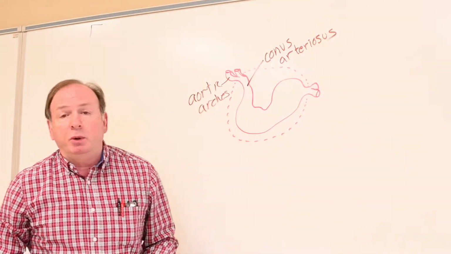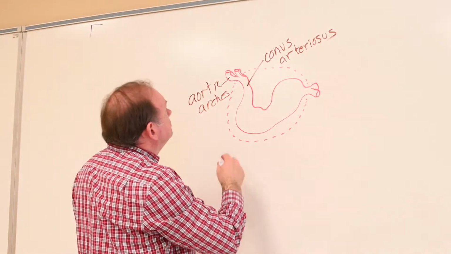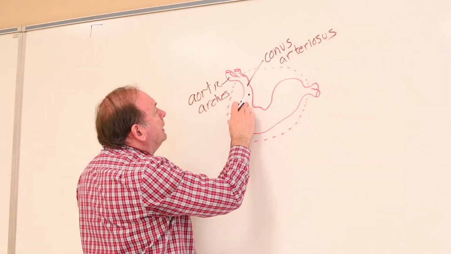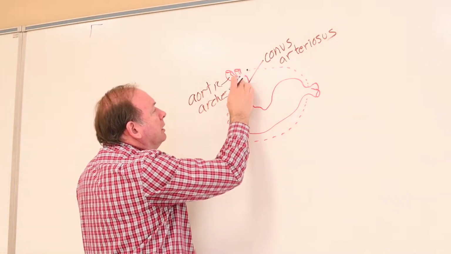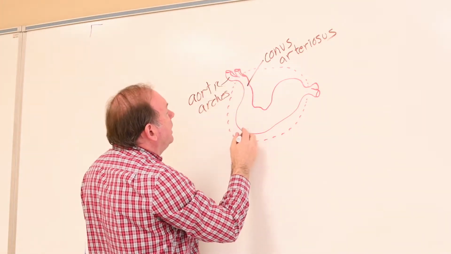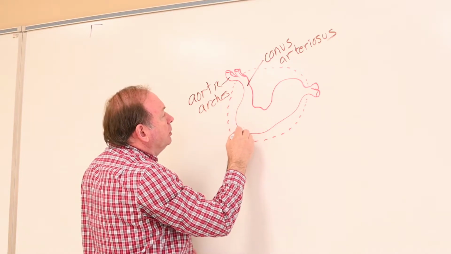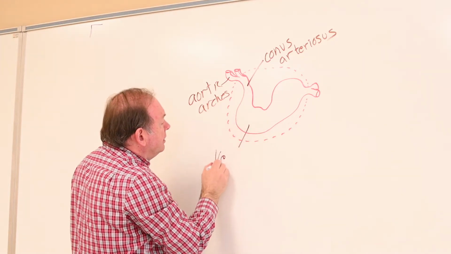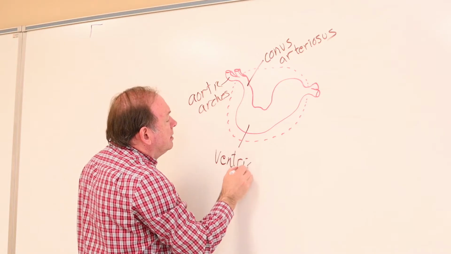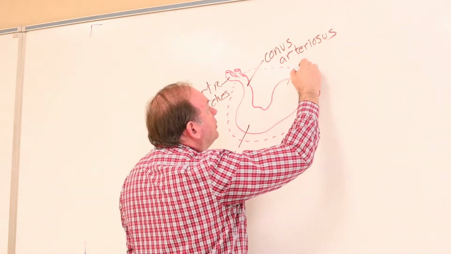It can be referred to as the bulbus cordis. So it's kind of a trunk leading into that area of the aortic arches. Down here, this area will eventually become the ventricle of the heart. This enlargement up here is the atrium.